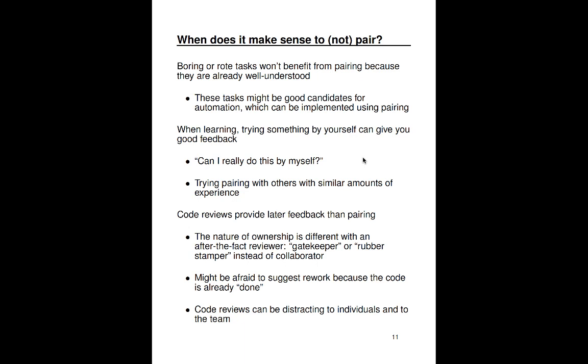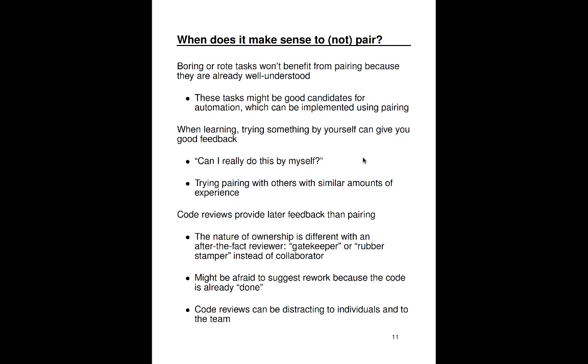Now, there are some situations in which pair programming might not be the best approach. So if you've got a task that is boring or rote, that you've done a million times, you can do it one more, it probably won't benefit from pairing because the problem's already well understood. There's not a lot of learning to be had. As a matter of fact, these are the kind of tasks that ought to be automated, right? Instead of having to type out a bunch of code that you've already typed before, figure out a macro to do it. Write a little program to generate code or to solve the problem for you. That can be done with pair programming.